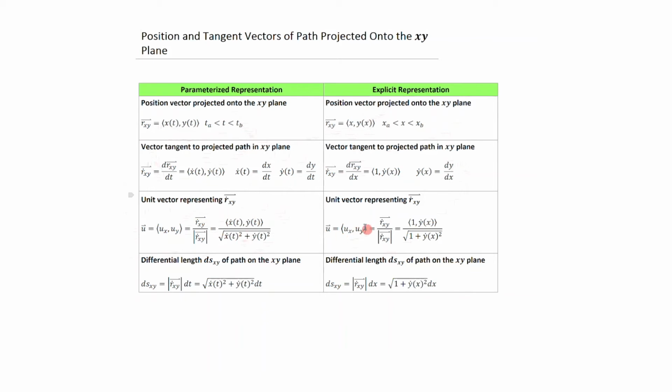Similarly here, we'd be using instead the expression for r_xy, which is here, and its magnitude would just be the square root of 1 plus (dy/dx) squared. So this is the unit vector. The last thing we're looking at is the differential length of a path on the xy plane, and that would be ds_xy, the magnitude of dr_xy/dt times dt. The dt comes in because we're interested now in the arc length, and this just becomes the square root of (dx/dt) squared plus (dy/dt) squared, dt. Similarly, in the case of explicit representation, this just becomes dx, and this becomes the square root of 1 plus (dy/dx) squared, dx.